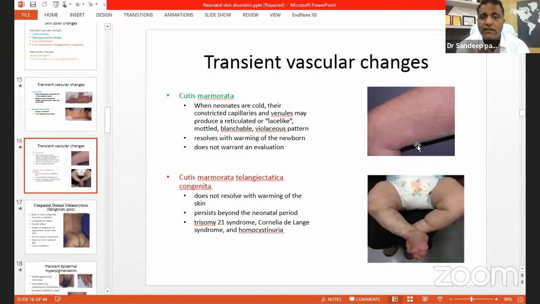But cutis marmorata telangiectasia never disappears like that. Even if your baby is euthermic, even if the blood pressure is normal, even if the capillary filling time is normal, this is not going to disappear. So what you have to do is think in parallel and try to find out any associated genetic problem in that child. Most of the time, cutis marmorata telangiectasia is associated with trisomy 13, trisomy 18, trisomy 21, Cornelia de Lange syndrome, and homocystinuria. So try to find out other features of those. We are not going to discuss that in detail because of the time constraint.